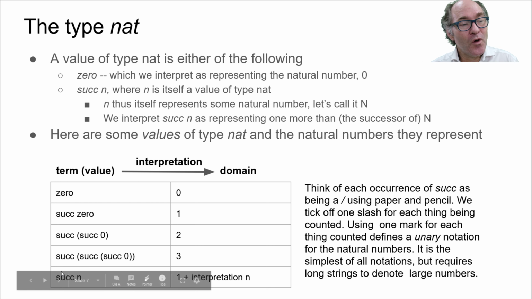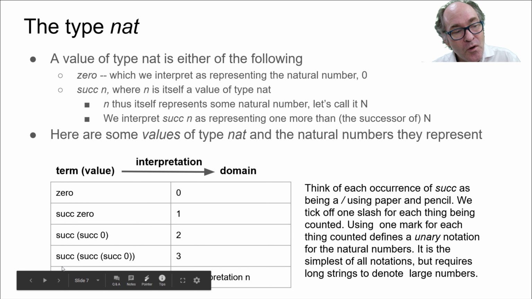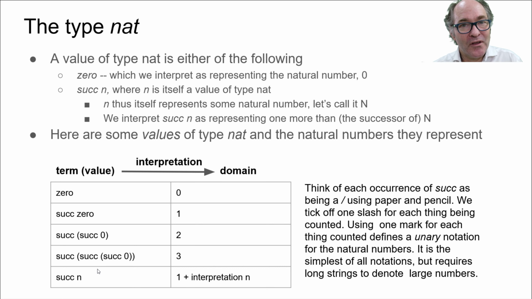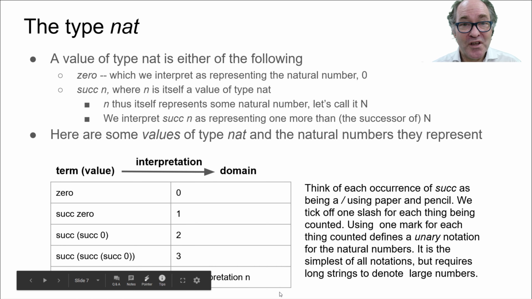Okay? And so if we look at the last row in this chart, if n is any term of type nat, whether it represents a 0 number or some large non-zero number, for example, then successor of n represents one more than what n represents.